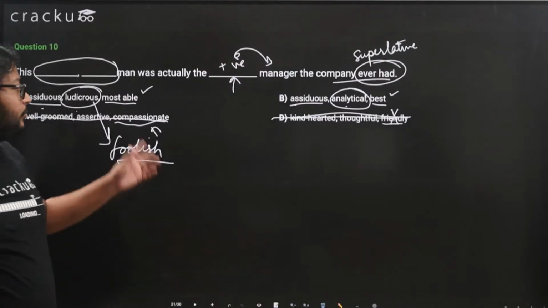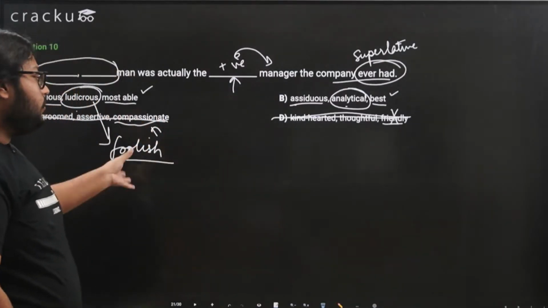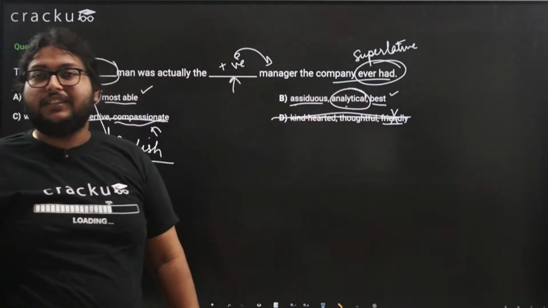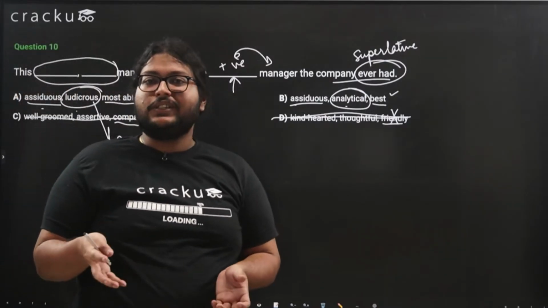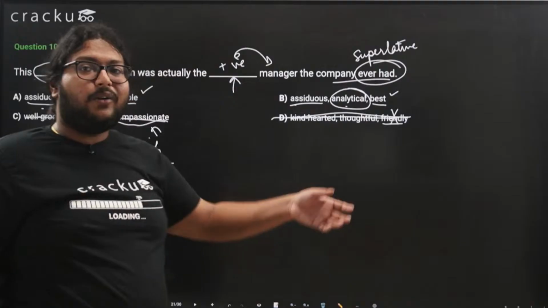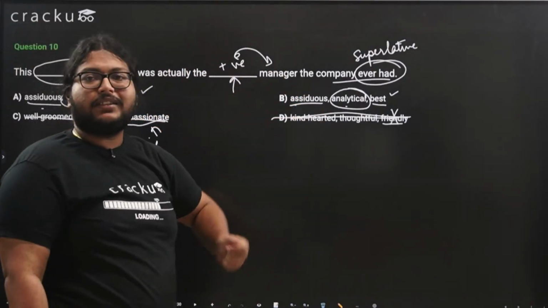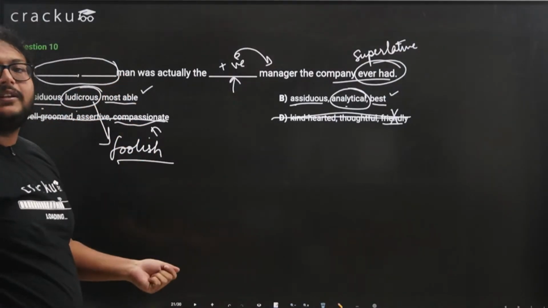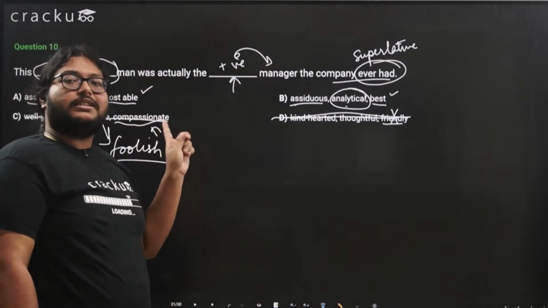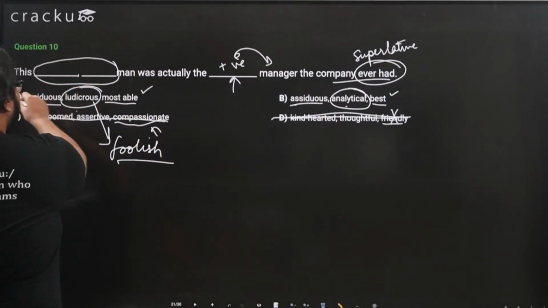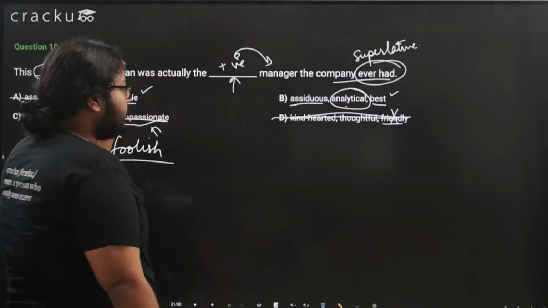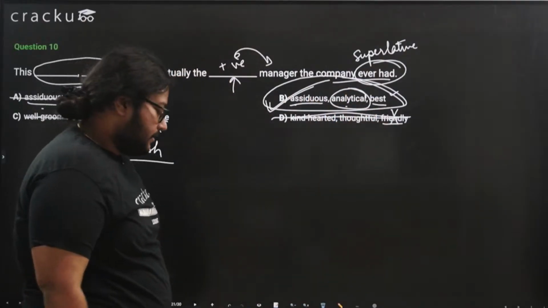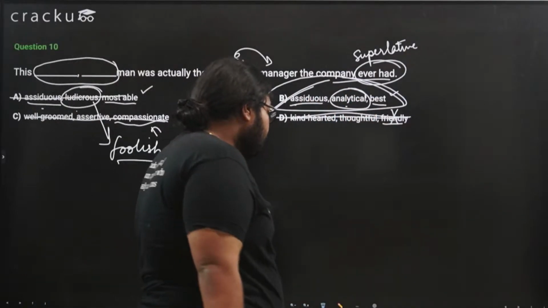So now of both these choices, do you feel a foolish man was actually the best manager we've ever had? Does that make sense? Contextually speaking, it doesn't, right? How can a foolish person actually be the best manager that the company's had? How can a foolish person be the most able manager that the company's had? So because contextually it doesn't make sense, we can reject option A. So we are left with only B. So option B is the correct choice in this question. Let's move to the next question.